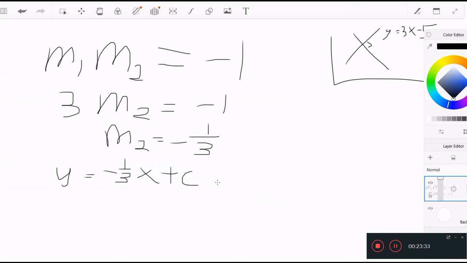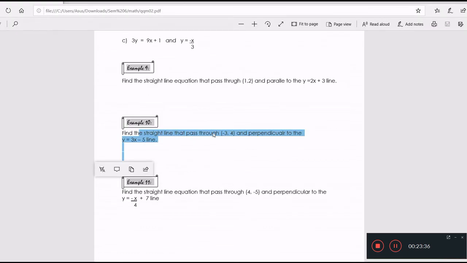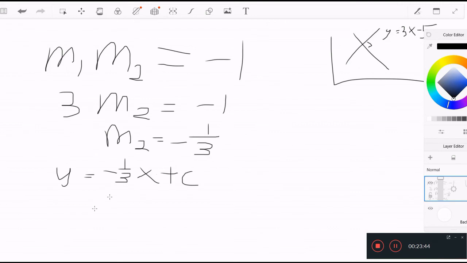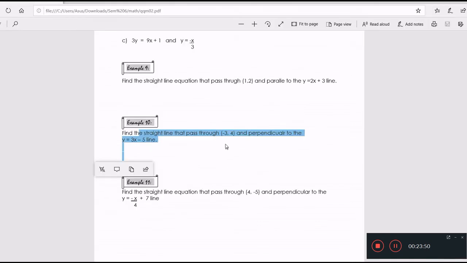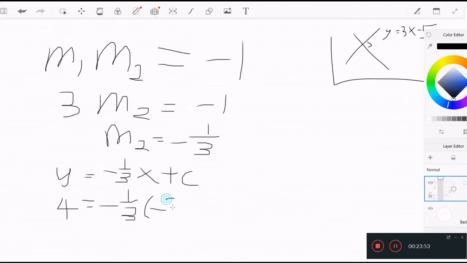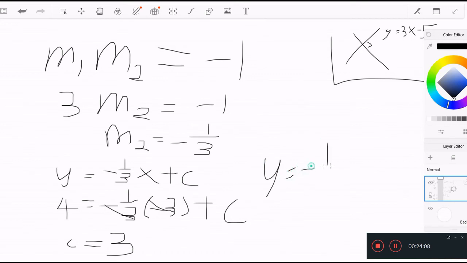I still cannot determine c. But I have the point over here. The straight line passes through, meaning it touches this point, (-3, 4). So I just substitute: 4 equal to -1/3 times x. What is the value of x? It's -3. So plus c, and this you will get 1. So c equal to 3. So you got the equation. This is your answer: y equals -1/3 x plus 3. It's pretty easy, right?